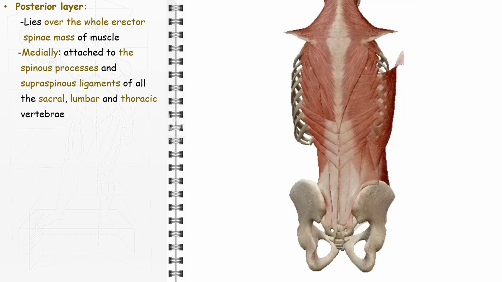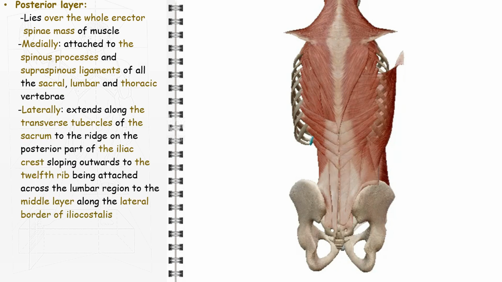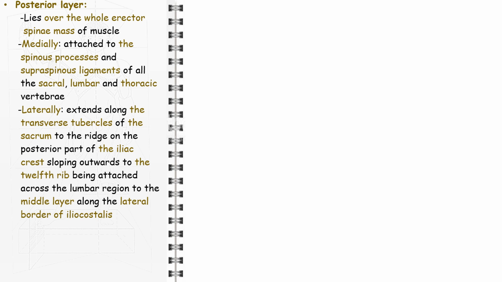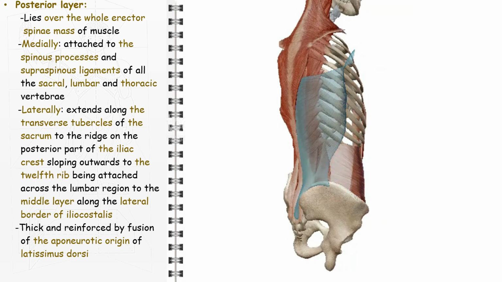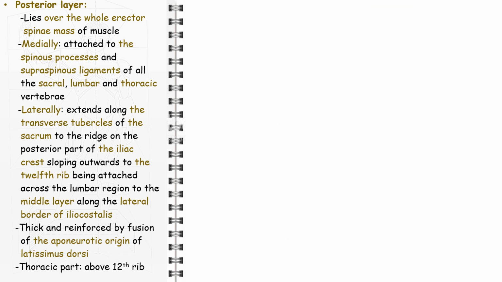Laterally, it extends along the transverse tubercles of the sacrum to the ridge on the posterior part of the iliac crest, sloping outwards to the 12th rib, being attached across the lumbar region to the middle layer along the lateral border of iliocostalis. This layer is particularly thick and is reinforced by fusion of the aponeurotic origin of latissimus dorsi. Its thoracic part commences above the 12th rib.